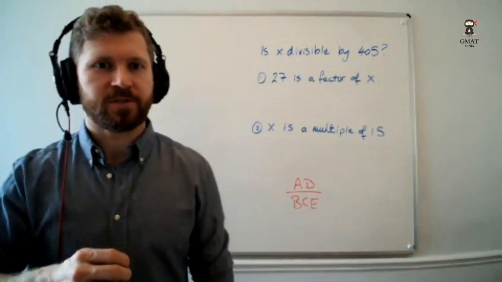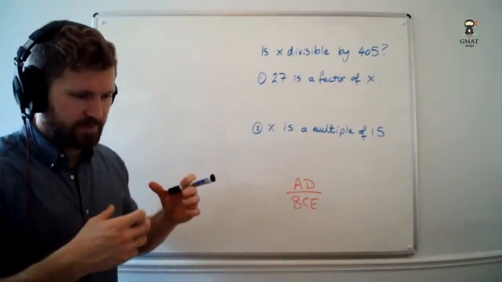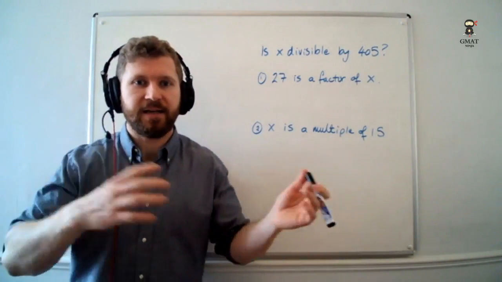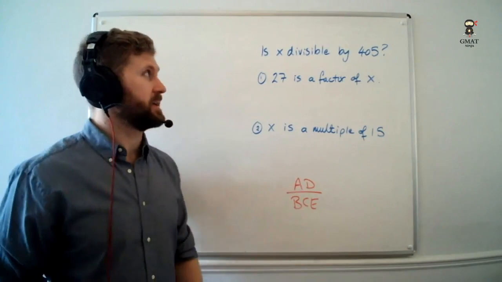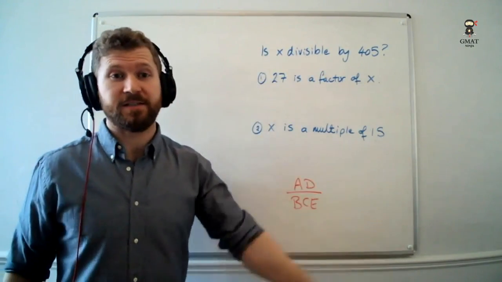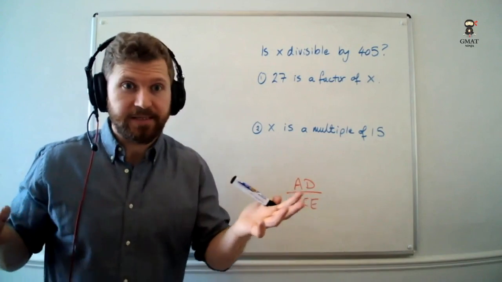All right, so this is the first question we're looking at where we're talking about divisibility. So we're going to pull this apart a little bit, take a look at the background, and then get into this question. I want to start by taking a look at what this question is actually asking for. Now, I know it says is X divisible by 405, but what does that really mean?